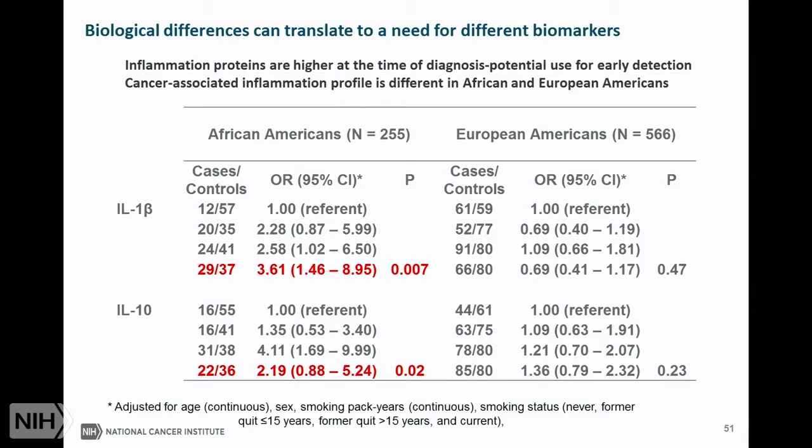And again, we see things that are similar in terms of lung cancer inflammation markers. We see IL-6, IL-8, CRP. We see that in both populations. But we also see differences. For example, and this is just two examples, we see IL-1 beta is only associated with risk in African Americans. The same with IL-10. We don't see it in European Americans. And so what this suggests is that as we move forward, and we have validated these results, to try and develop biomarkers for the early diagnosis of cancer, we need to think of it in a population-specific way so that we have the highest accuracy for each population.